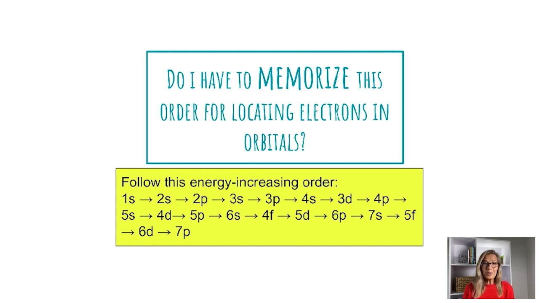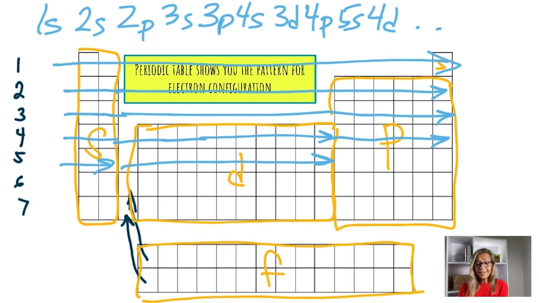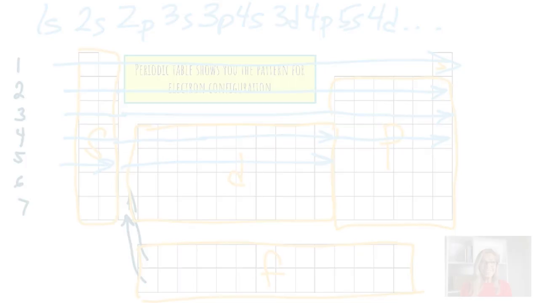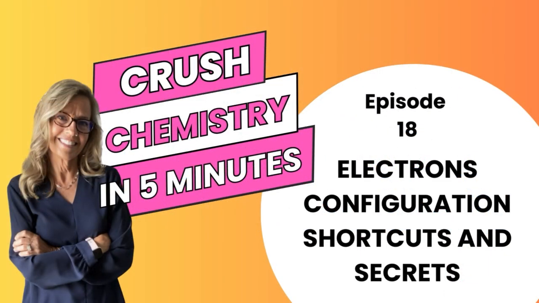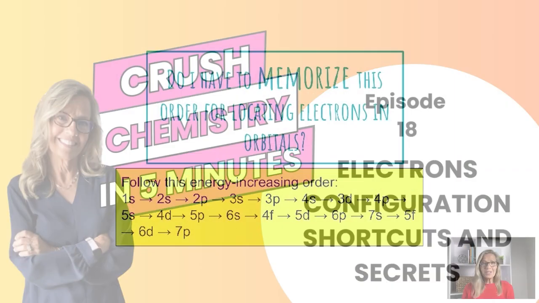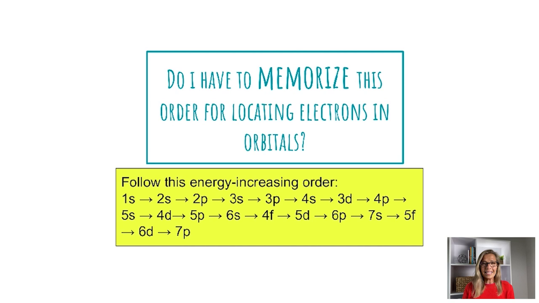But I'm going to show you a way to make this a little bit easier. You can use the periodic table to get the order, which is even shorter yet. It's called noble gas notation. The first question that my students ask is, do I have to memorize that order of the increasing energy orbitals? And the answer really is kind of yes, but I'm going to show you a way to make this a little bit easier.